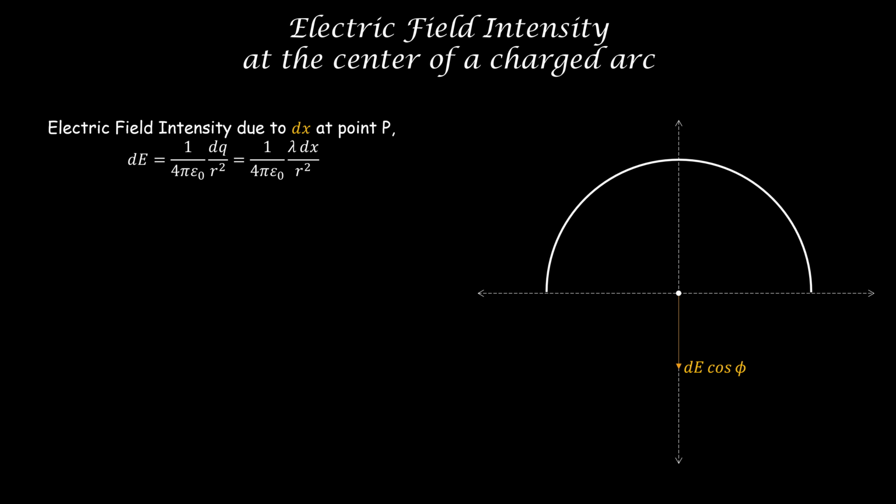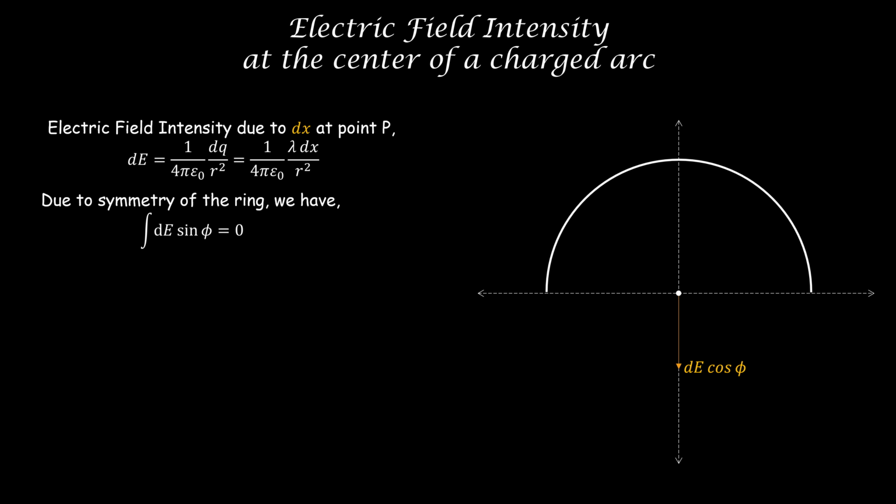Electric field intensity due to dx at point P will be 1 by 4 pi epsilon 0 into dq by r square. dq is the charge possessed by the dx part. For unit length the charge is lambda, so for dx length the charge is lambda dx. Thus dq is equal to lambda dx. We already saw this earlier.